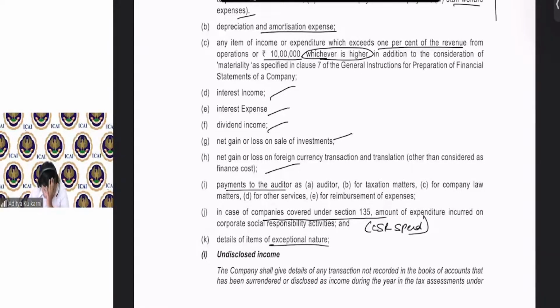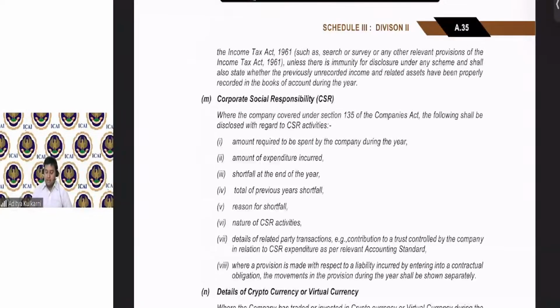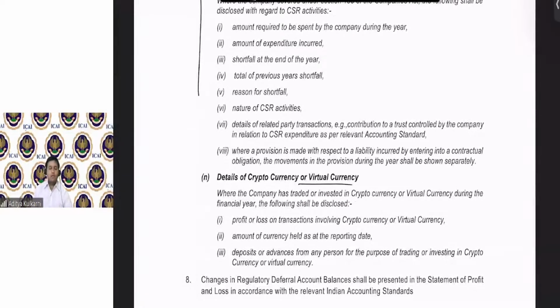Then coming to undisclosed income, income which has been surrendered or disclosed under the income tax assessments, you will present separately. CSR disclosures are there, standard disclosures. Details of cryptocurrency or virtual currency, which has become a latest fad to invest in: you will give the details of the amount invested, held at the reporting date, profit or loss on the transactions involved, and deposits from any person for the purpose of trading or investing in crypto or virtual currency.